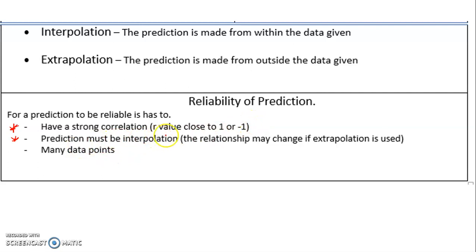The prediction must be interpolation to be reliable. This is because, as we just showed with that height and age, the relationship may change as extrapolation is used, and therefore the answer you get may not be quite as reliable. And our third one is the more data points you've got, the more reliable it will be. Because if you've got more data points and it's still got a strong correlation, it means that that is definitely going to be more realistic.